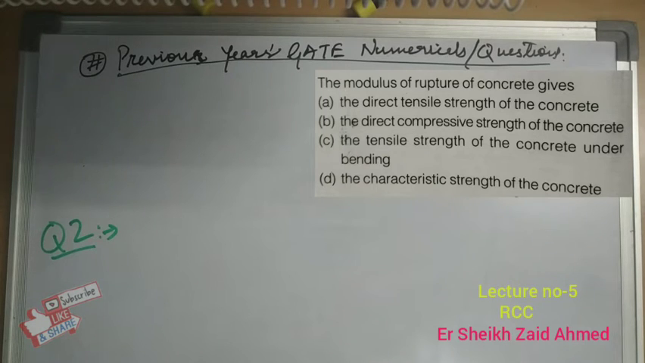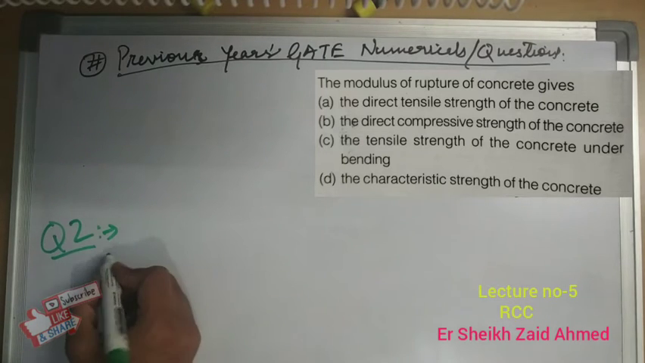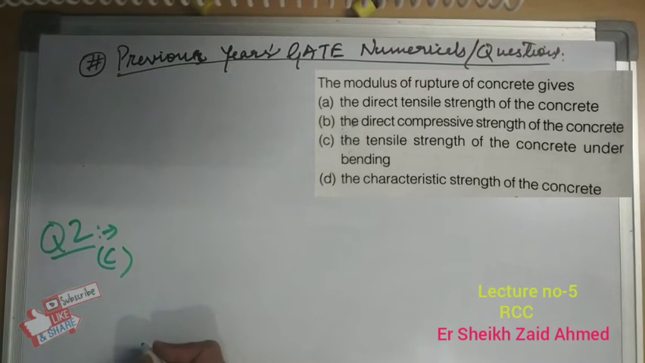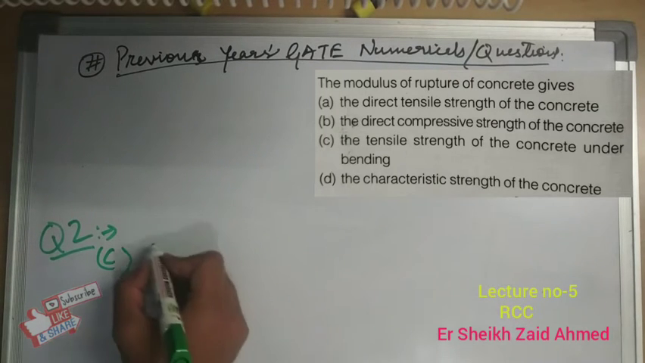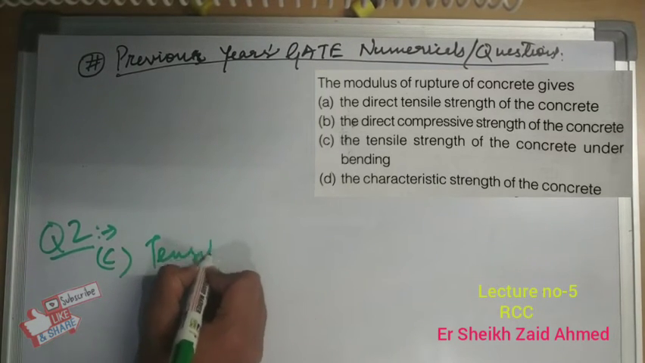We know that the 2-point load test or 1-point load test gives us the modulus of rupture, and that is the tensile strength of concrete under bending. So the option C is correct. That says tensile strength of the concrete under bending.